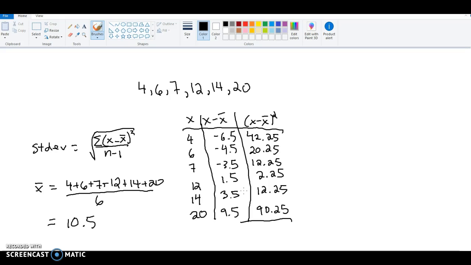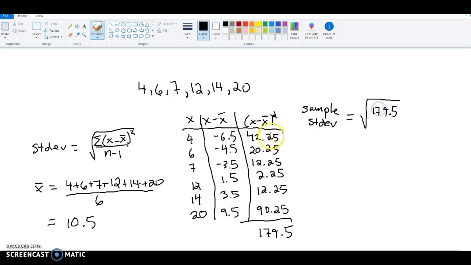So we total it up and we get 179.5. So the sample standard deviation here. So sample standard deviation is, so actually that 179.5, I'll explain the variance in a second, but for the sample standard deviation, we're going to do the square root of 179.5.